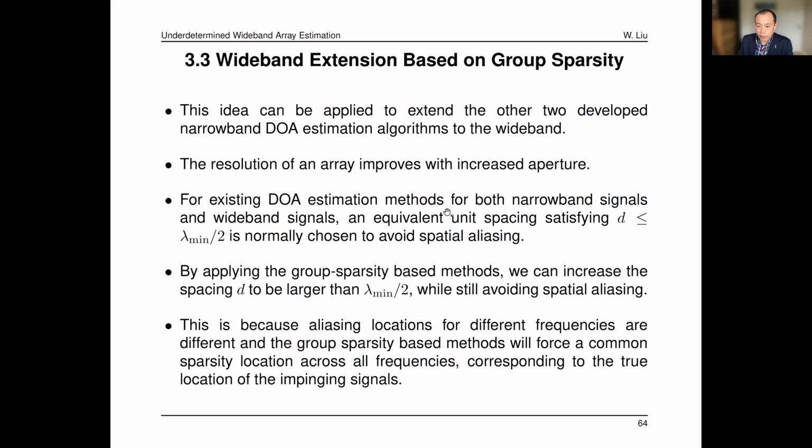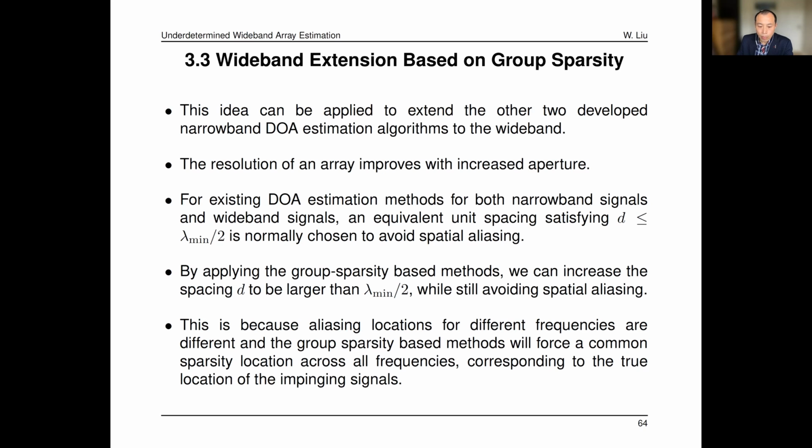But with this group sparsity concept, actually we can increase this further for the wideband case. So we can increase the spacing D to be larger than this, while still avoiding spatial aliasing in the estimation. Why? This is because the aliasing locations for different frequencies are different. If you have a very large D, then you possibly have an aliasing problem for all the frequencies, right? But the aliased locations will be different for different frequencies. Only the true locations with the signal are common across the frequencies, right?